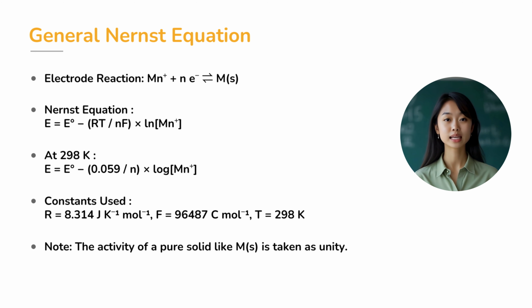Now, when we take temperature as 298 Kelvin, the equation becomes simpler. It says the electrode potential equals the standard electrode potential minus 0.059 divided by n, multiplied by the logarithm base 10 of the concentration of the ion. And keep in mind, for pure solids like the metal itself, we assume the activity is 1.